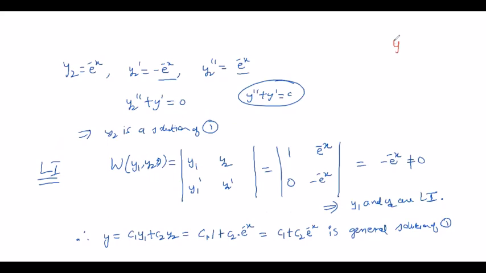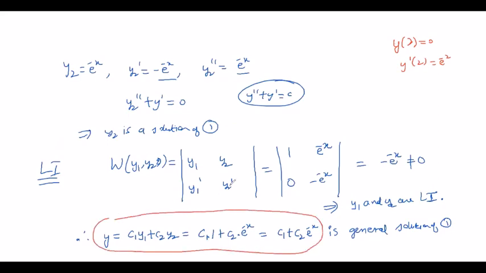So these are the conditions. y(2) is 0 and y'(2) is e raised to power minus 2. So this is y. The first condition is y(2) is 0. This means when you put x equals 2, y is 0. So x equals 2, y equals 0 will give me 0 is equal to c1 plus c2 into e raised to power 0. So this gives me c1 plus c2 is 0.